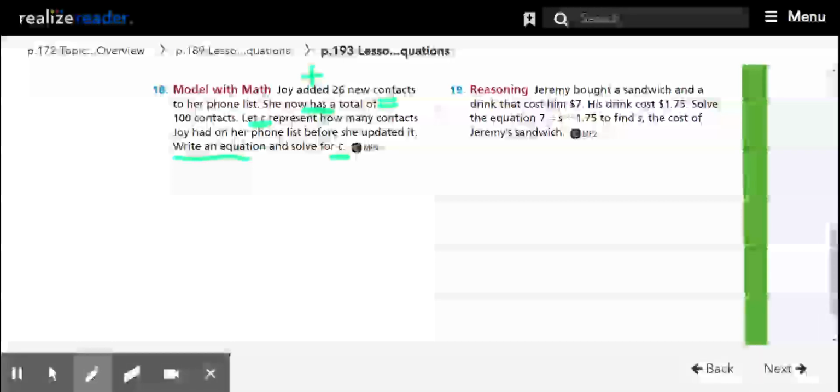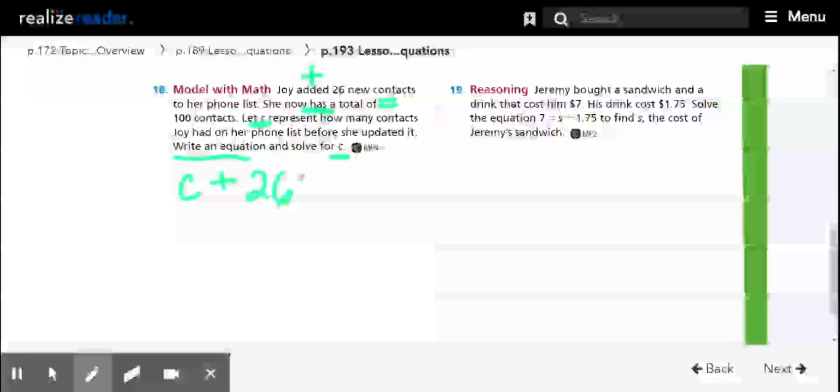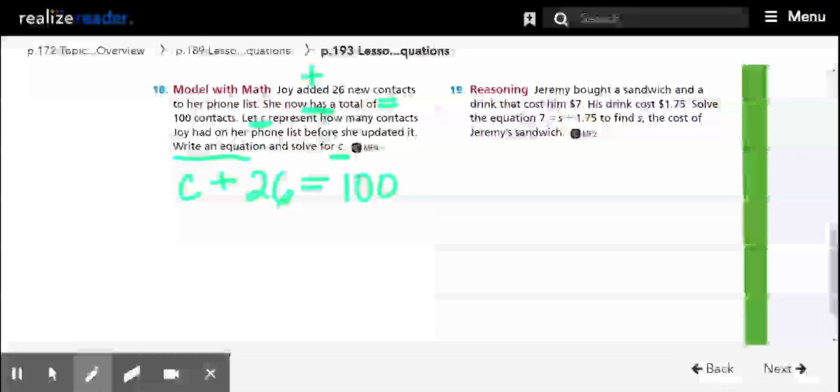So we need to put all of these parts together into an equation. All right, so C is what we're starting with. That's our contacts that Joy had originally in her phone. She added 26 new contacts, which now gave her a total of 100 contacts. So what I just wrote is the equation that represents the word problem. Okay, you should be writing this with me in your book.